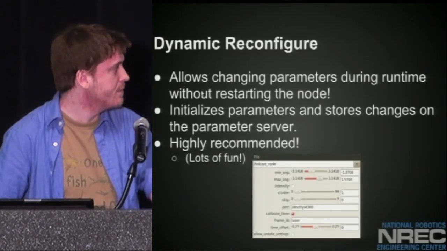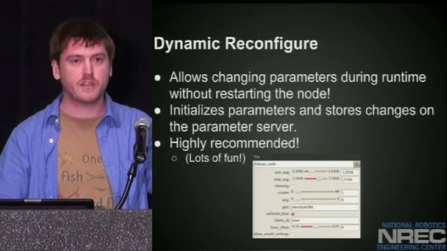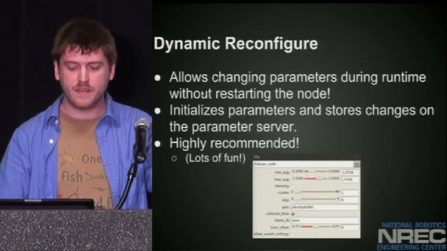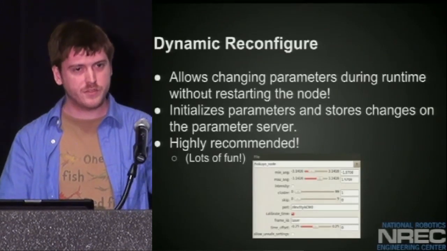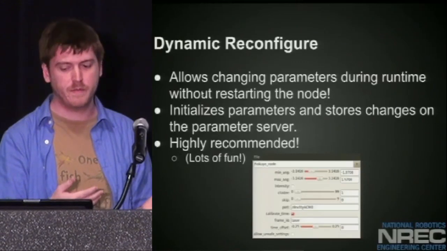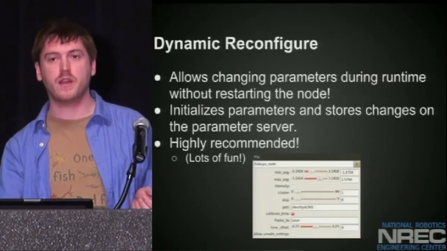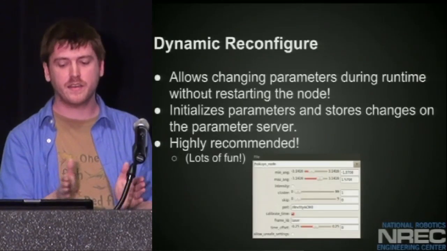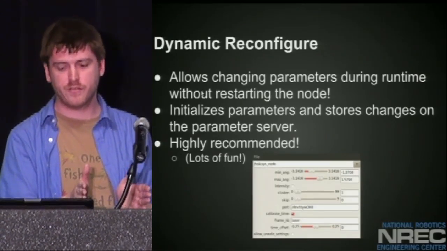Here I've shown an image of what the dynamic reconfigure looks like for the Hokuyo node. So you can see that you can set things like the minimum range. So this is a 2D laser scanner for those who aren't familiar. So it starts at one end, scans, and ends at another point. You can actually tighten up that range without restarting your driver.